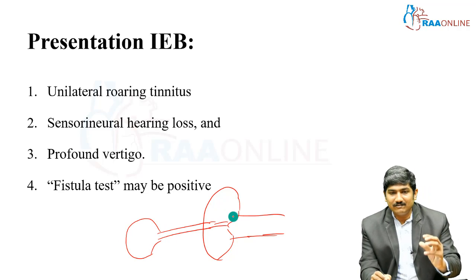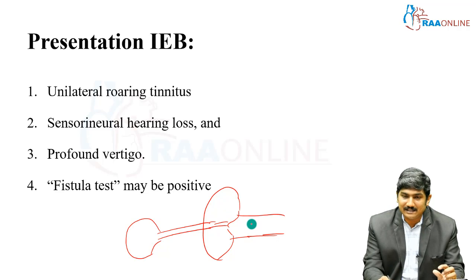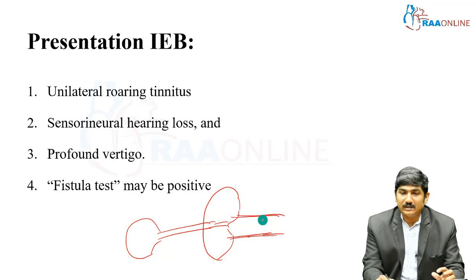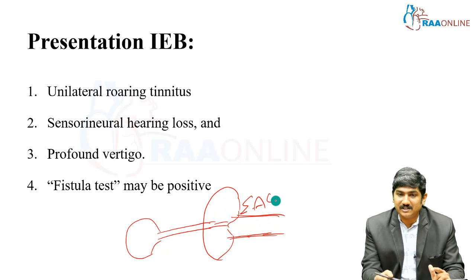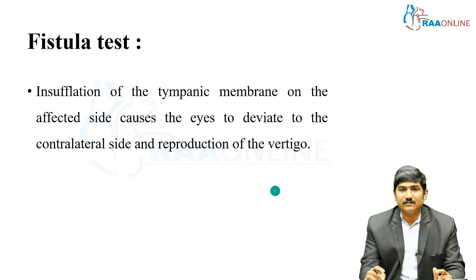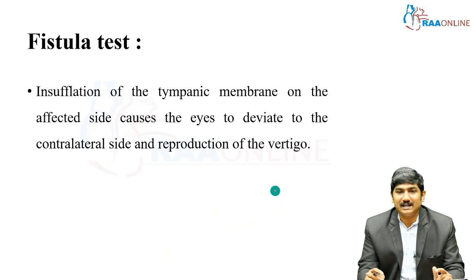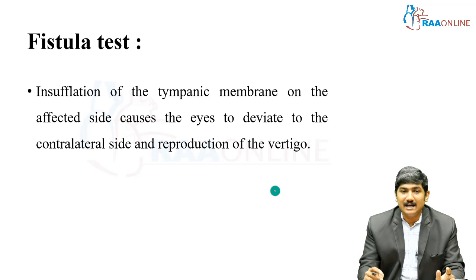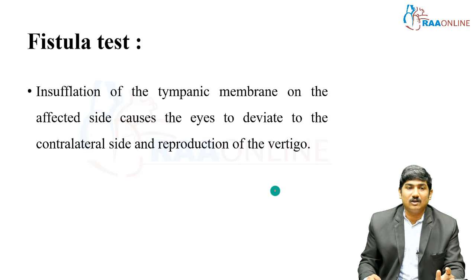You can inflate and deflate so that you can increase and decrease the pressure in the eustachian tube, in the external auditory canal. So, if there is a change in the external auditory canal pressure, and it induces a nystagmus, it means that the fistula test is positive. It means that there is IEB. So, inflation of the tympanic membrane on the affected side causes the eyes to deviate to the contralateral side and production of vertigo. This is called a fistula test.